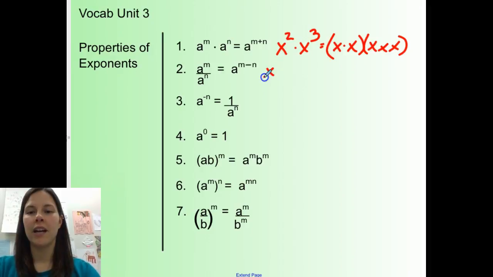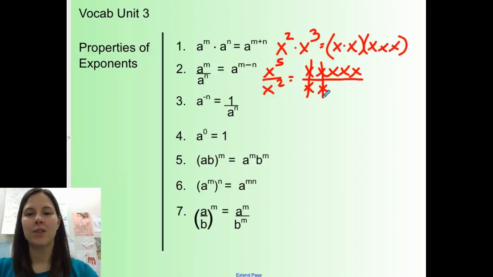For example, if we had x to the 5th divided by x squared, and we wrote this out the long way, we have 5 x's being multiplied in the numerator, and 2 x's being multiplied in the denominator. So 2 of those x's will cancel, leaving us with x cubed, or 5 minus 2.